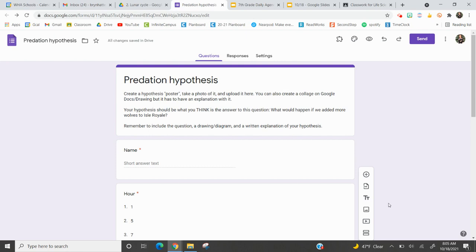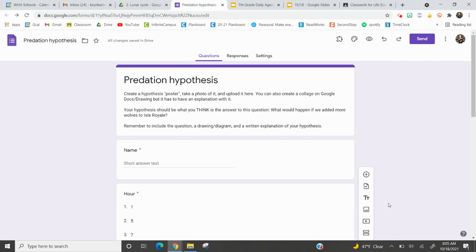A hypothesis is a prediction. It is something that you guess based on what you already knew. So you should never, ever, ever feel like you have to Google the answer or feel like you're going to get it wrong. You can't get a hypothesis poster wrong. You can, however, do it wrong. So you can't get the answer wrong, but you can do the poster wrong.